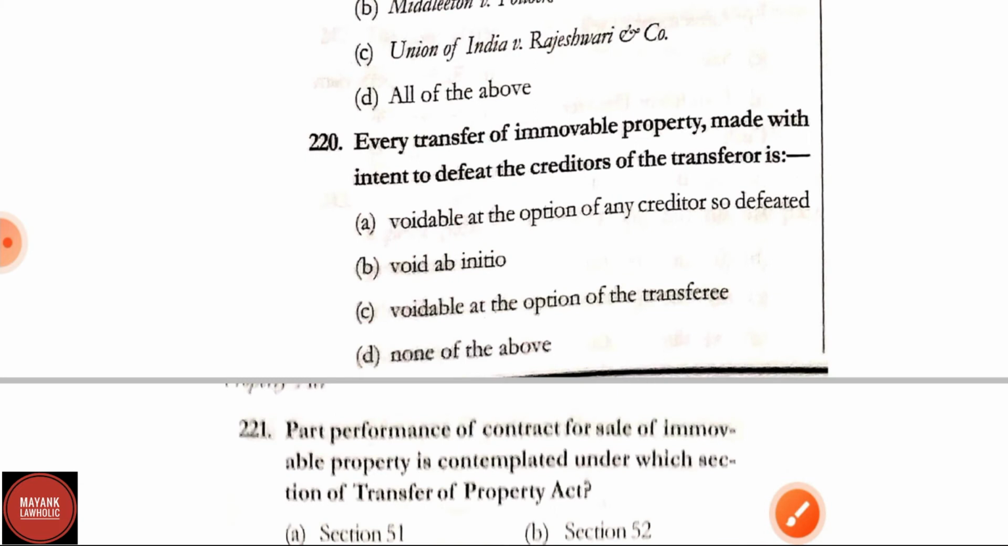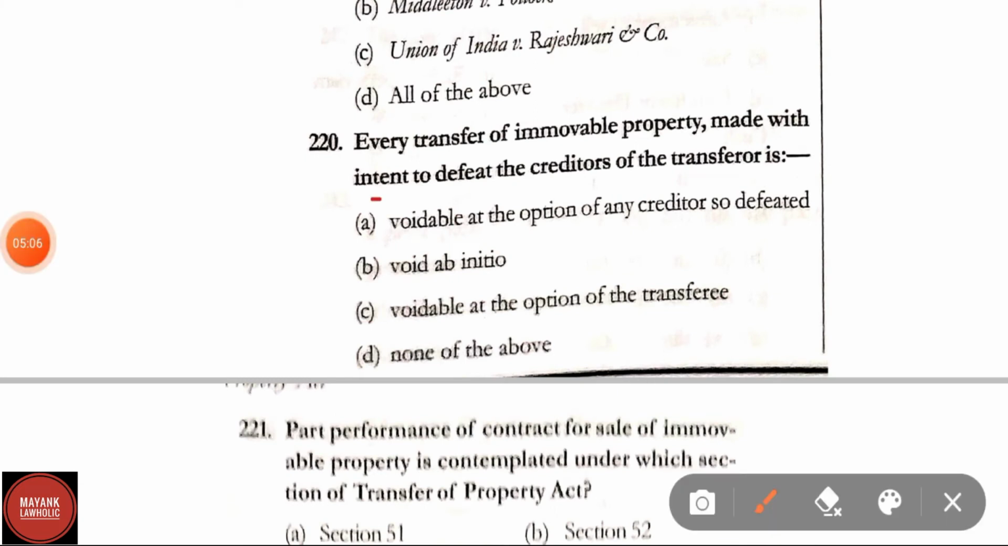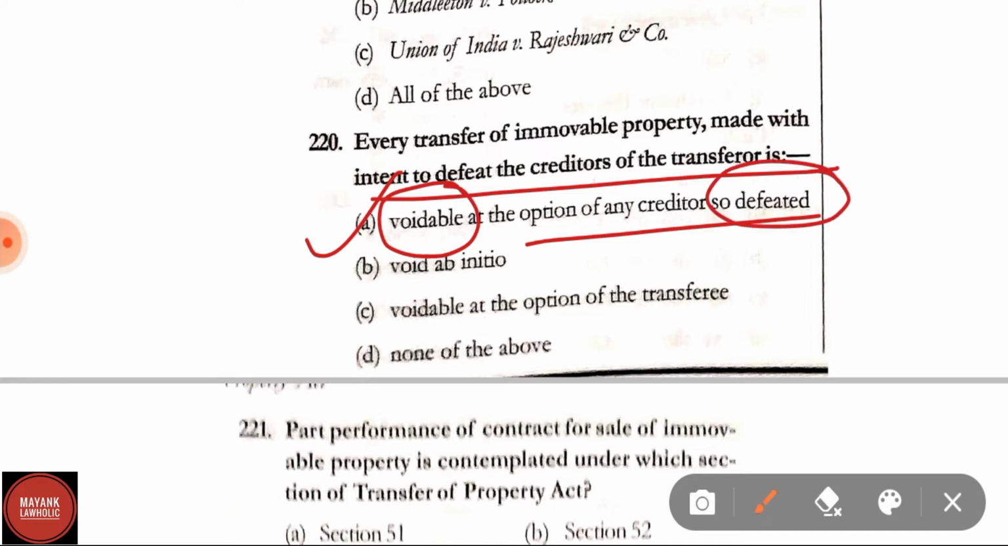Question number 220. Every transfer of immovable property made with intent to defeat the creditors of the transferor is: voidable at the option of any creditors who are defeated, void ab initio, voidable at the option of the transferee, none of the above. Here correct answer is option A, that is voidable at the option of any creditors who are defeated.